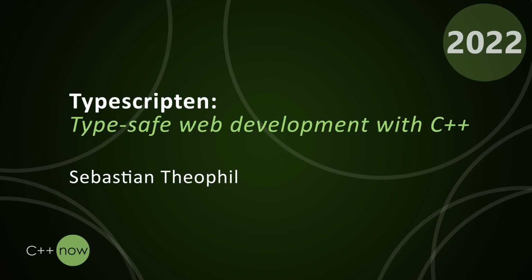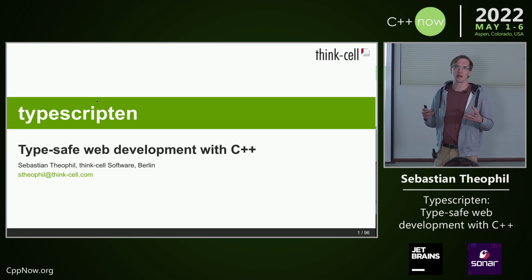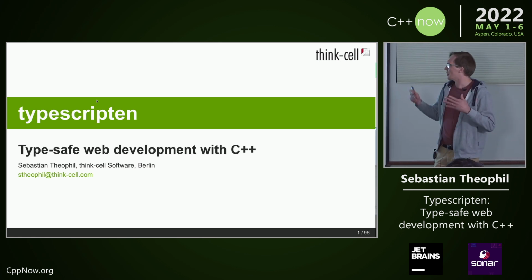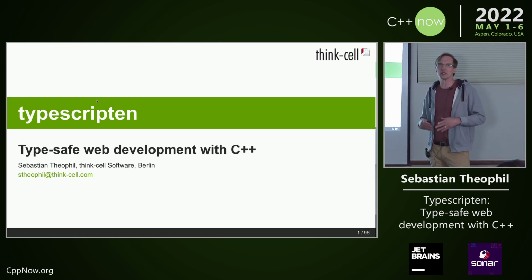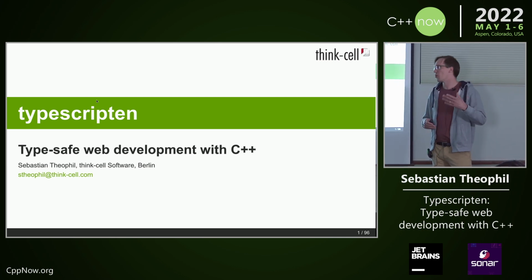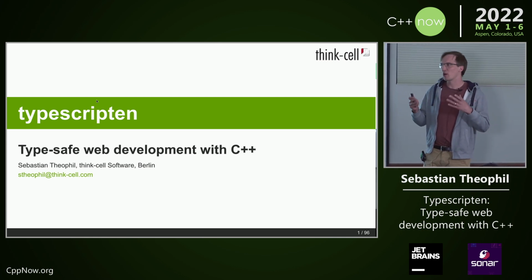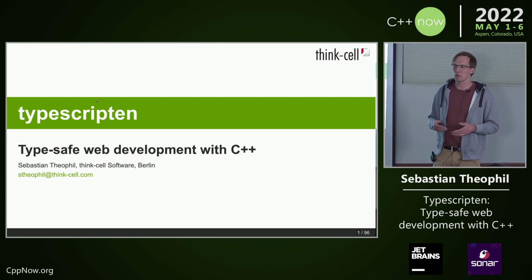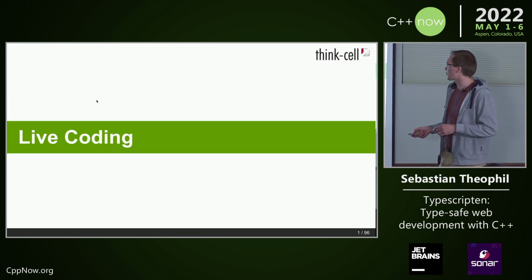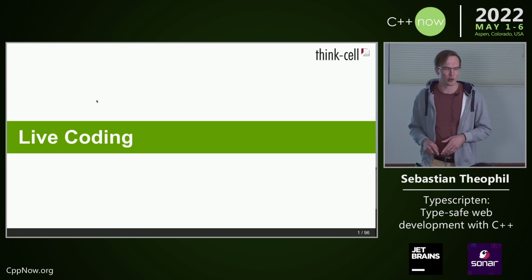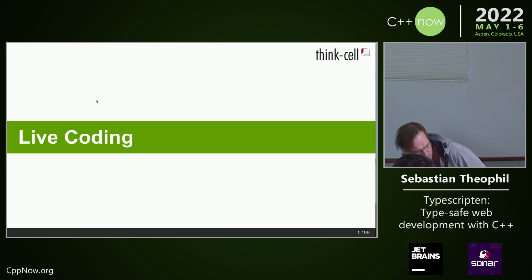I would like to talk today about a tool that we've built at ThinkSelf called Typescripten. And well, the slide says what it's supposed to do. It's supposed to make web development in C++ easier, more convenient, and type safe. And before I go into the why do web development with C++ and then how to do it, I would like to start with a short code example that should hopefully make this pretty clear.